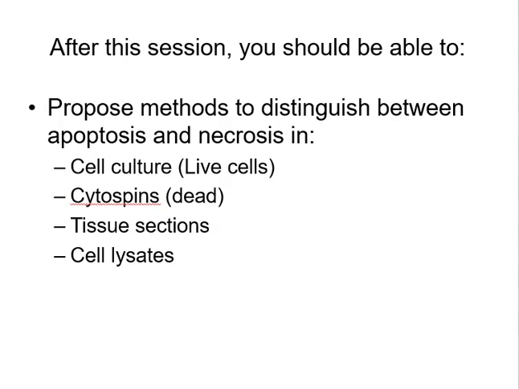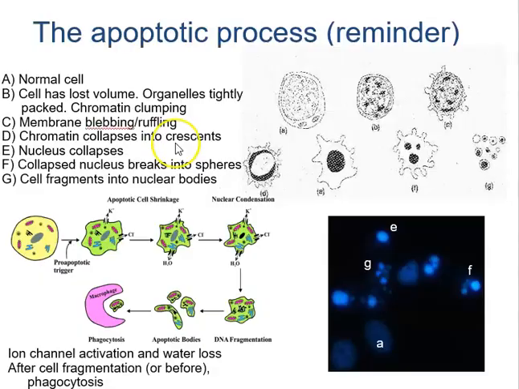different situations: both live cell culture experiments, and situations where the cells are being fixed, so the cells are dead, so typically we'll use cytospins. We'll look at tissue sections and we'll look at biochemical assays in cell lysates. Just as a reminder, you've already seen that apoptotic cells have condensed nuclei, and we can visualize that with a stain called DAPI.